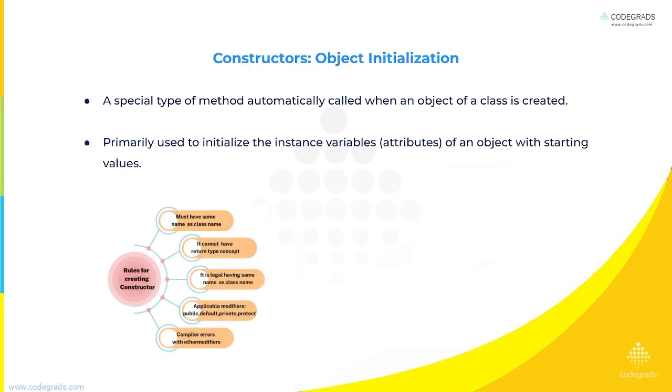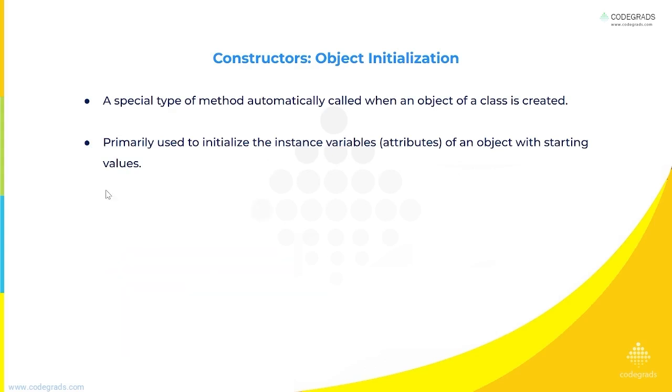Now next is the constructor, that is object initialization: a special type of method automatically called when an object of a class is created, and it is primarily used to initialize the instance variables, that is the attributes, of an object with starting values. So a constructor is a special method used when an object is created. In Python, the constructor method is named __init__, and it is used to set initial values to the object's attributes. That is the constructor, which is used for initializing an object.